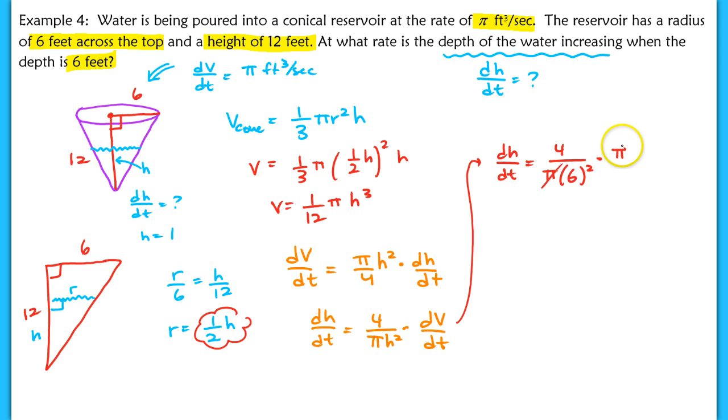Now just by simplifying here, the pi's will cancel. 4 over 36 is 1/9. So we have dh/dt is equal to 1/9. Now let's make sure our units are correct. This is going to be feet per second. So we're looking at the depth of the water increasing at a rate of 1/9 of a foot per second when the depth of the water is 6 feet.